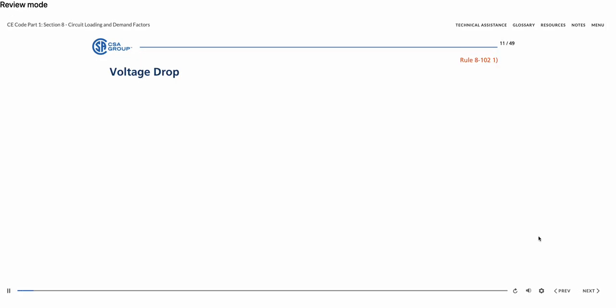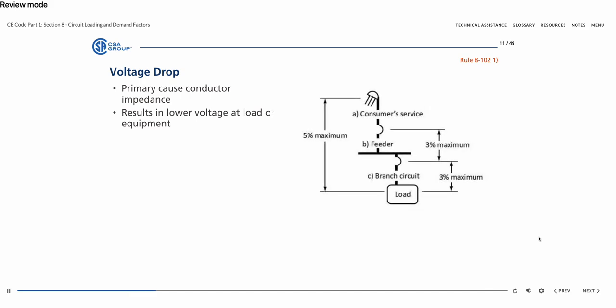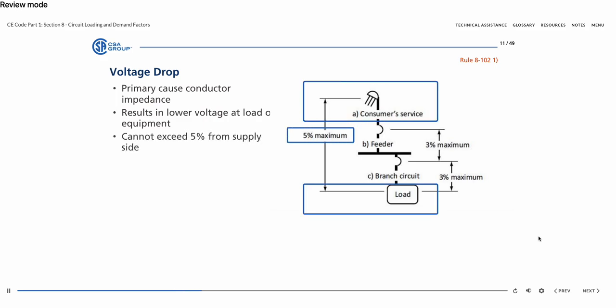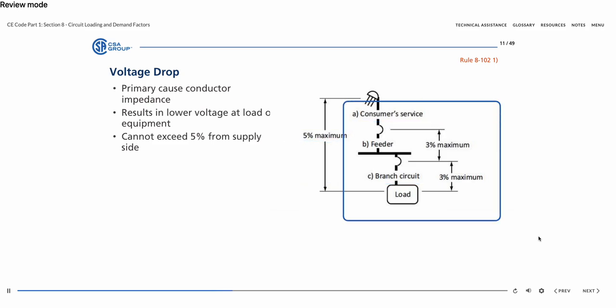Voltage drop is a very important topic. The primary cause is conductor impedance, which increases as the length of the conductor increases. This can result in lower than satisfactory voltage at the load or equipment, unless suitable preventive measures are taken. Measures may involve using larger conductors to feed the utilization load. The total voltage drop may not exceed 5% from the supply side of the consumer service to the point of utilization, or 3% in feeder and branch circuit conductors.